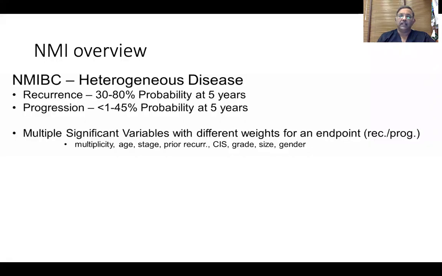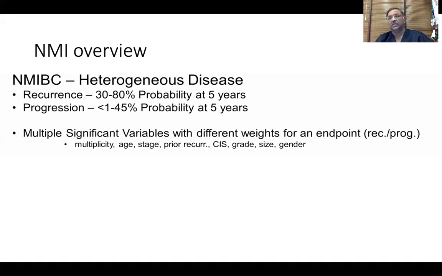Now we know that NMI bladder cancer is a very heterogeneous disease. And the two problems that we face include recurrence, and the other problem that we face is progression. So the recurrence potential is between 30 and 80% at 5 years. Progression potential, however, is very variable. It's from 1 to half of the patients that can have a progression. So less than 1%, obviously very, very low chances of progression, to up to 45%.